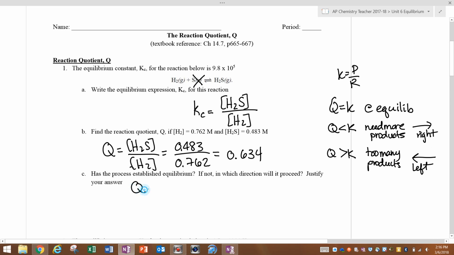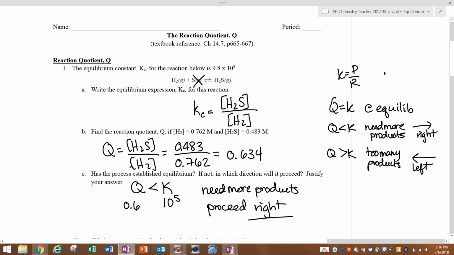In this case, my Q is less than K, because K is 10 to the 5th, and this is just 0.6, so it's a lot less than K. So I need more products. So my reaction is going to proceed to the right. That's how we describe that. So again, let's write that out up here. Boom. So I need more products, the reaction is going to the right.